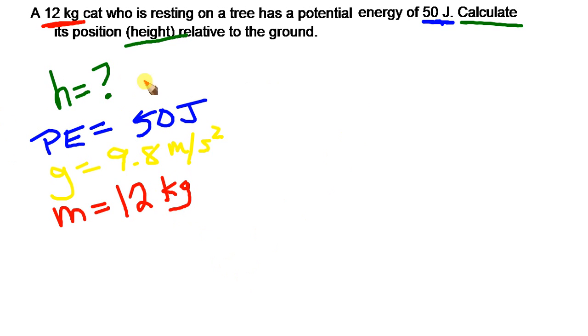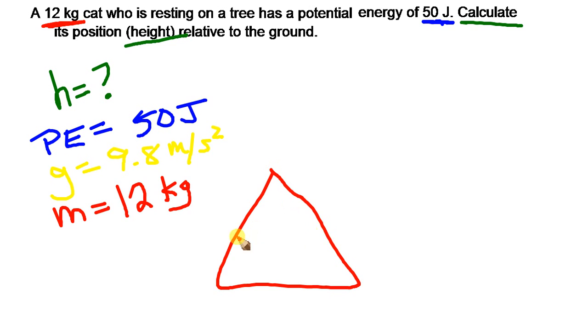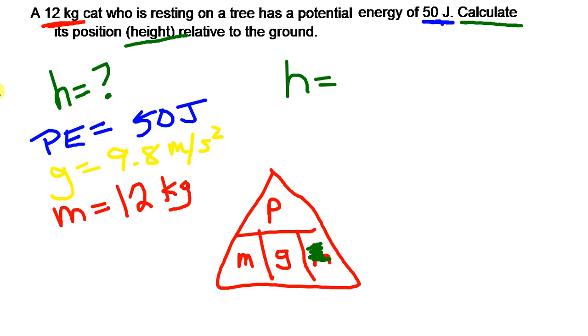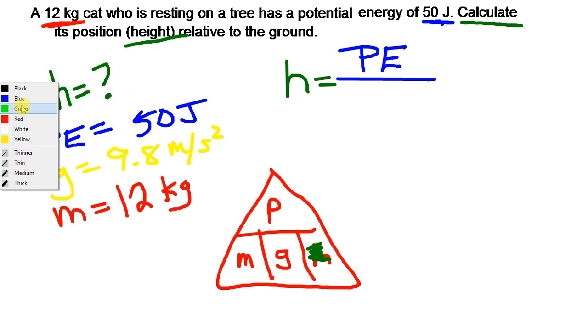Now is one of those situations where I'm solving for something other than PE. So I'm going to use that fancy little triangle. And I know that it's P on top, then it's M, G, and an H. So I am going to cover up that H and see that H equals my potential energy divided by M and G.